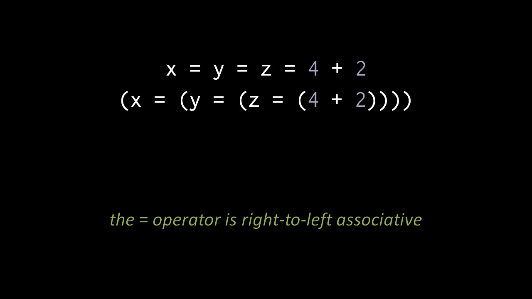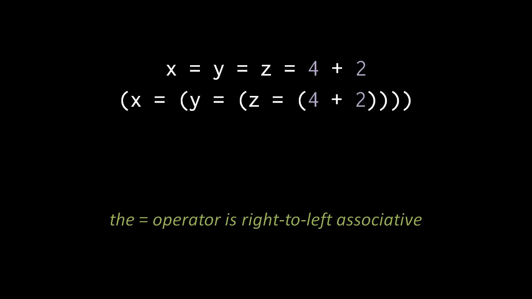Here we do the addition operation first because it has the highest precedence, and then we do the rightmost assignment operation first because the assignment operator is right to left associative, meaning that if we have a chain of them, we start on the right and work leftwards. So 4 plus 2, that produces 6. We assign 6 to z, and then we assign 6 to y, and then we assign 6 to x.